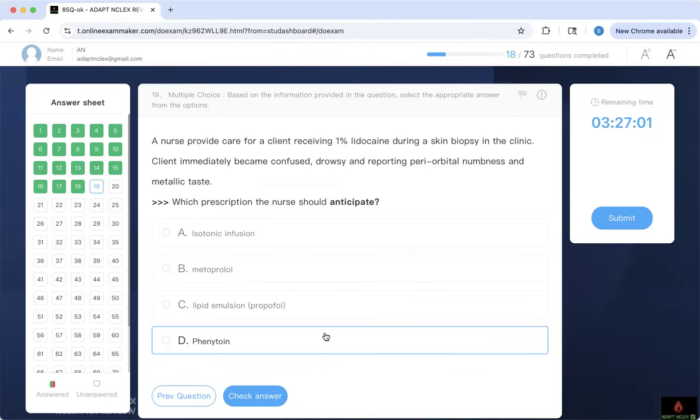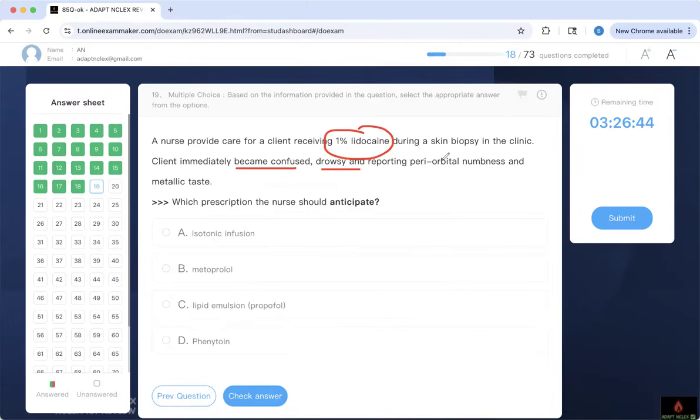It requires you to think critically, bring your common sense strategy. As usual, at the NCLEX, we try to bring some common sense and say, hey, what is going on with the patient? I gave them 1% lidocaine. I've given you a medication, so pay attention to that. And the patient all of a sudden has confusion, drowsiness, periorbital numbness, and a metallic taste. That tells you this is toxicity of lidocaine. How do you treat toxicity of lidocaine? What do you think?